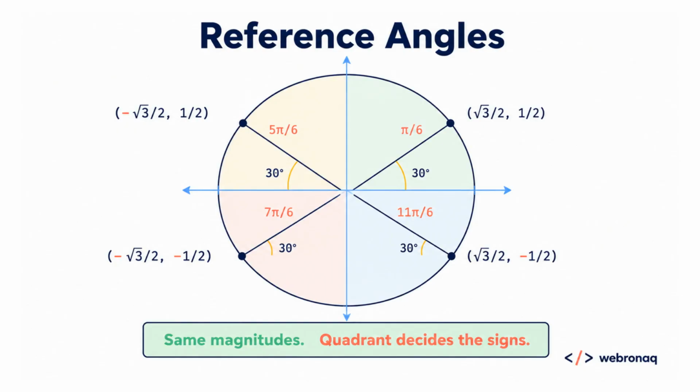Done! This is why those 5 first quadrant values are so powerful. Combined with the quadrant signs, they cover the entire circle. You're not memorizing 30 different angles. You're memorizing 5, plus a sign rule.